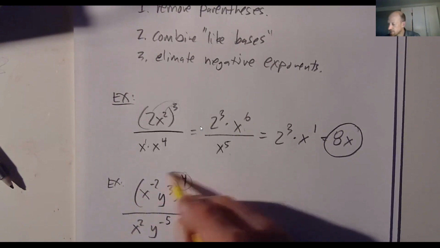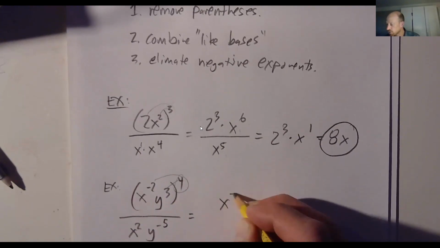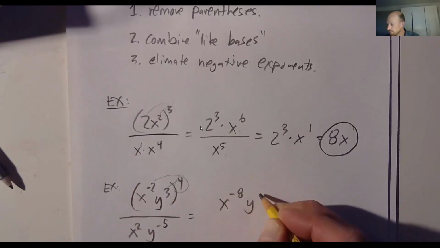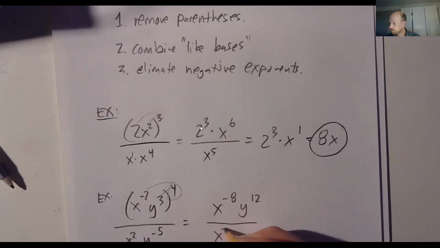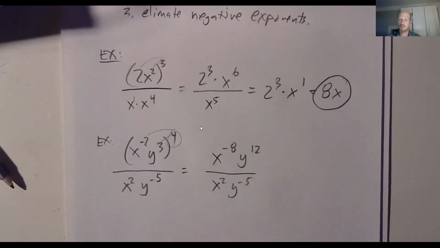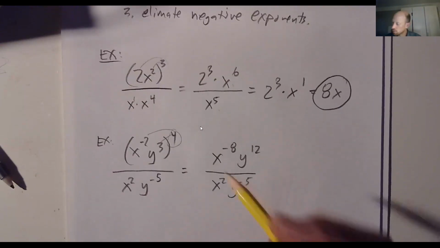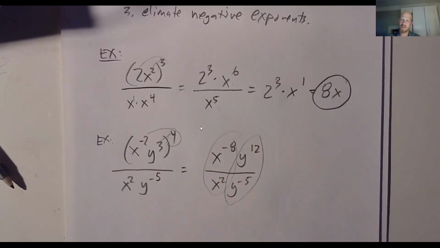I'm going to apply this exponent to both of these, and I'm going to multiply. So that's going to give me minus 8 y to the 12th. No more parentheses. That's great. Now I'm going to combine these x's together and these y's together.